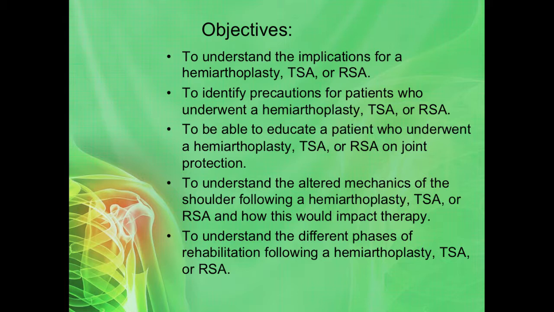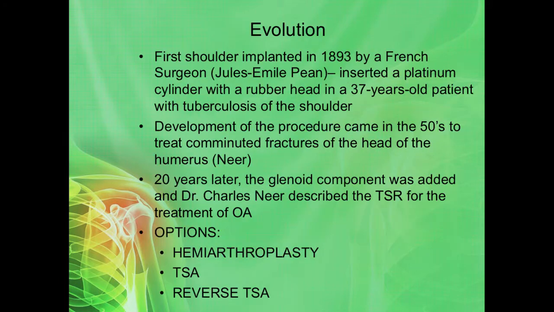After a patient has this procedure, what are some precautions that you and they must follow, to give you the information so that you can educate a patient on what actually happened, and for you to understand the altered mechanics that are now in the shoulder region as a result of these procedures, and then to understand the different phases of rehabilitation following either a hemiarthroplasty, a total shoulder, or a reverse shoulder arthroplasty.